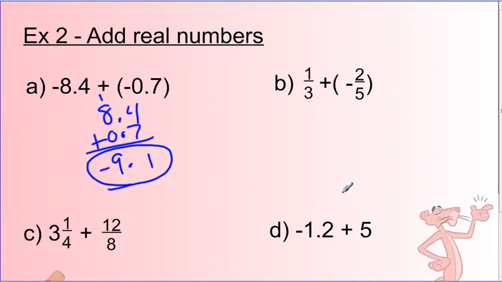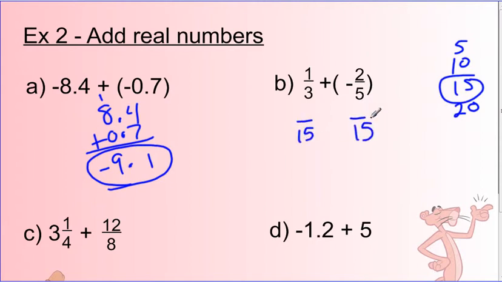Letter B. When you're adding fractions, you must have the same denominator. Well, 3 and 5 are not the same. So I find multiples of 5 until I find one that 3 goes into. So does 3 go into 5? No. Does 3 go into 10? No. 3 go into 15? Yeah. So 15 is my least common denominator.